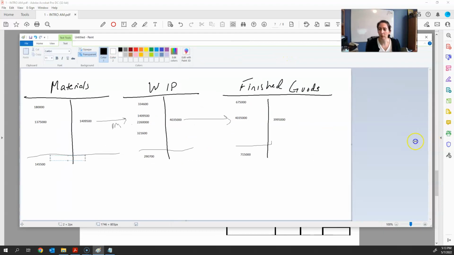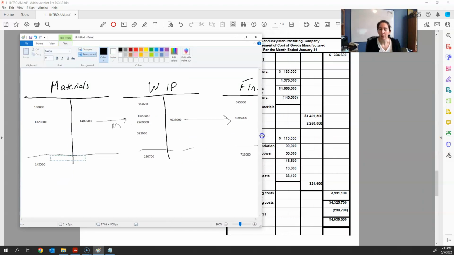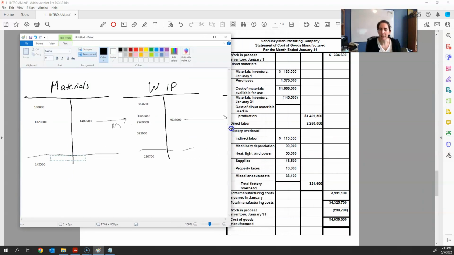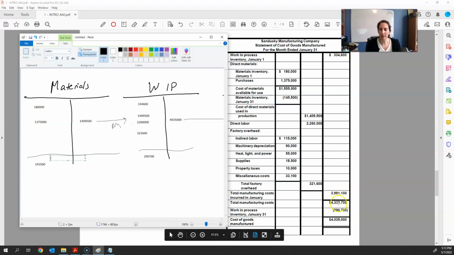Okay, I know I'm all over the page here trying to show you this. So the next thing it says is these are the costs, these three things. This is all my direct materials, this is all my direct labor, this is all my factory overhead. 3,991,000 if we added it all together. And then we say plus what we already started with, 334,600, gives me the total manufacturing costs of 4,325,700, which we don't really see anywhere. Minus the work in process inventory at the end of the time period, 290,700, and that gives us a cost of goods manufactured of 4,035,000, which I figured out using my T accounts.